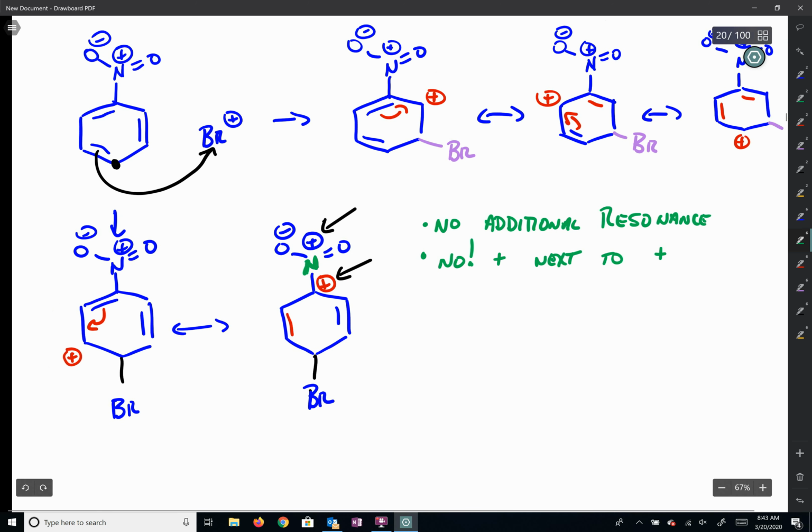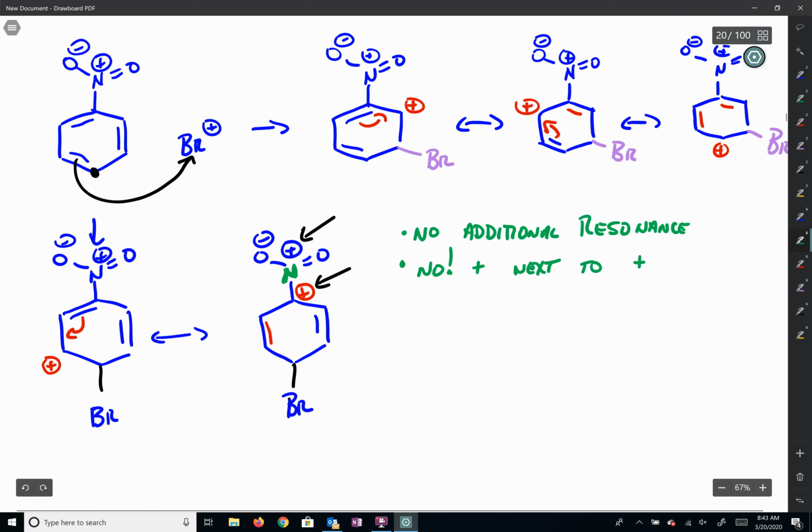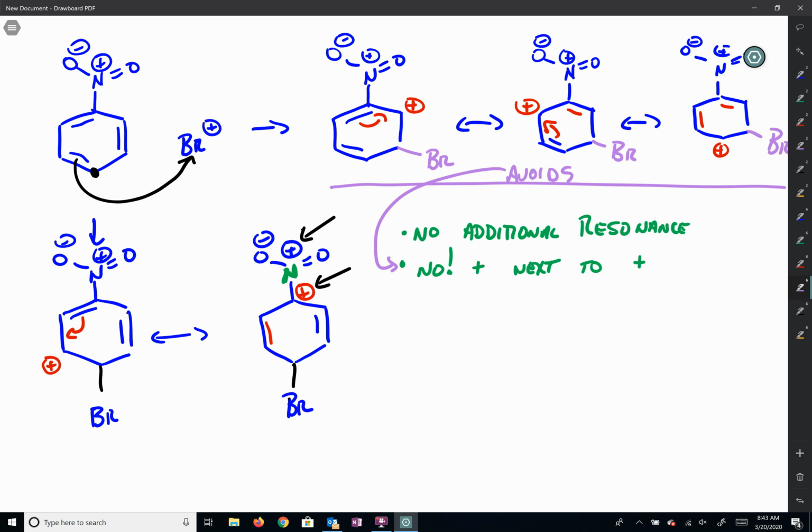So do you guys see what happens here? Why do we add things meta? Because it avoids the positive next to a positive. We can add things to the meta position there. It does this because we can avoid the positive next to a positive. Does that make sense?